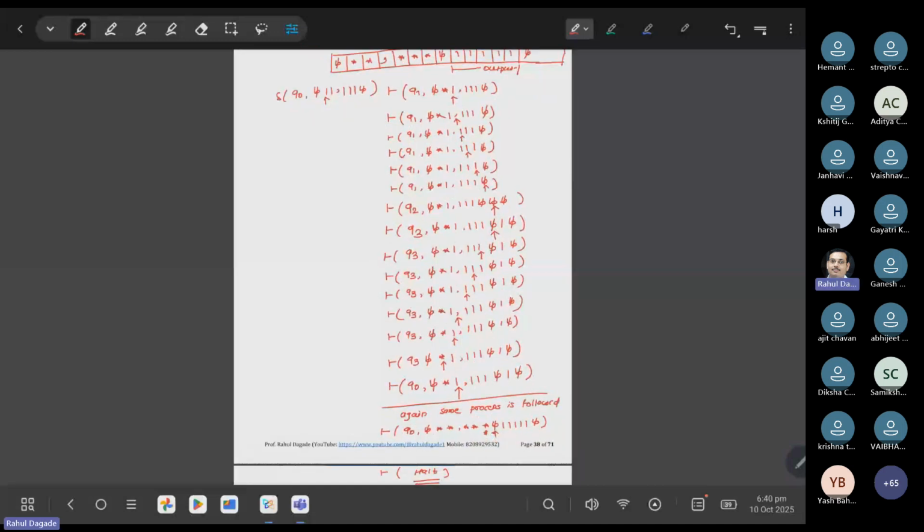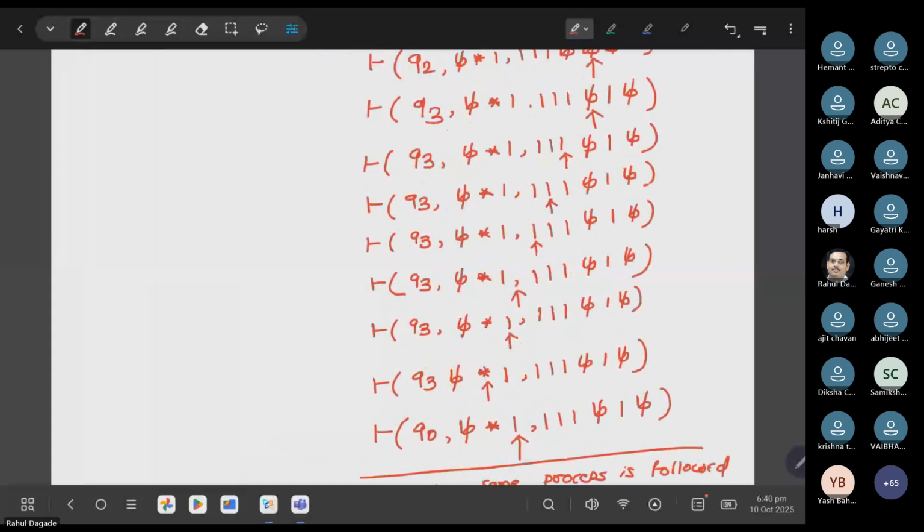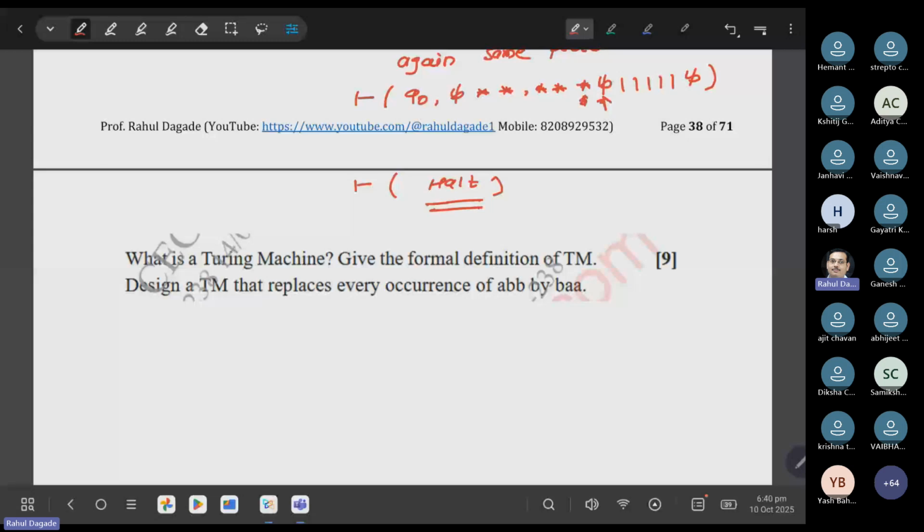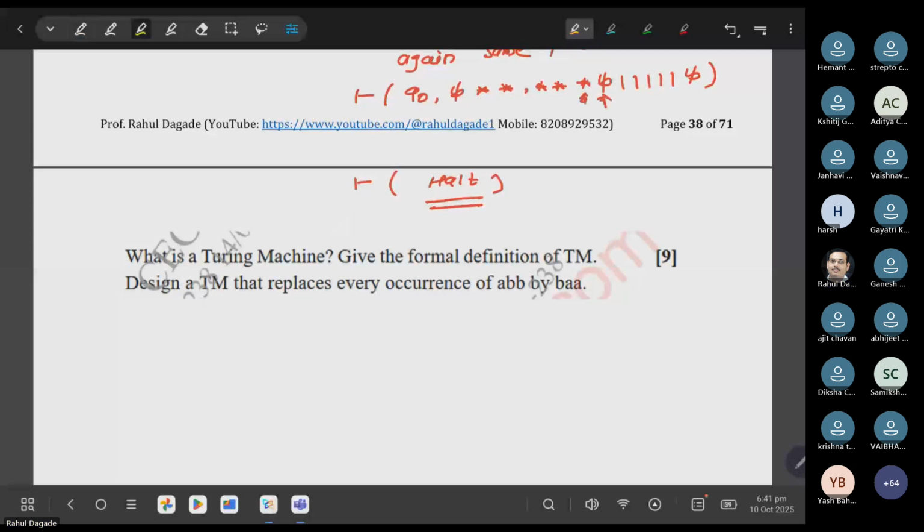Now let us come to the next problem. Next problem is design Turing machine that replaces every occurrence of ABB by BAA.